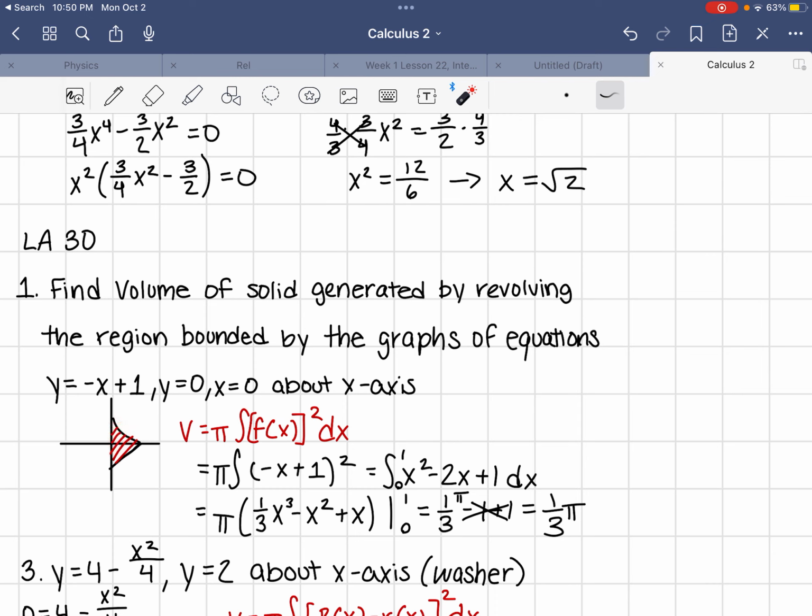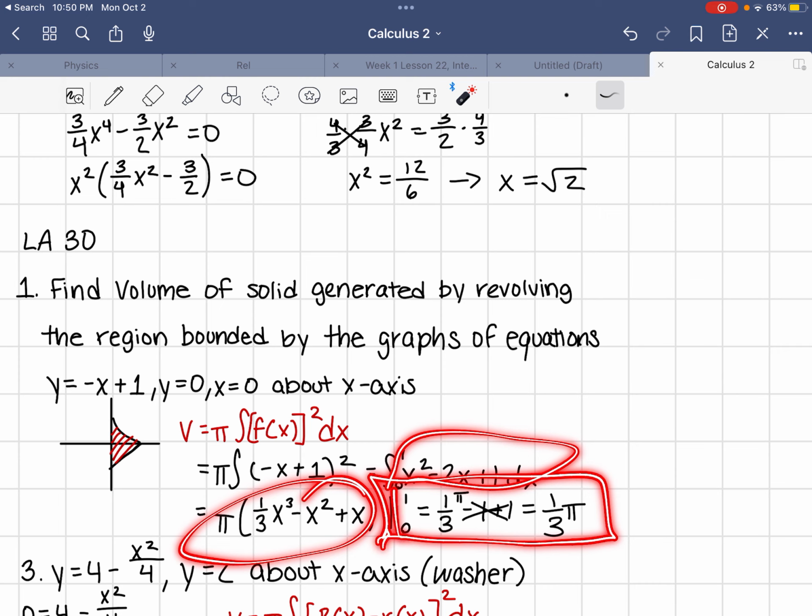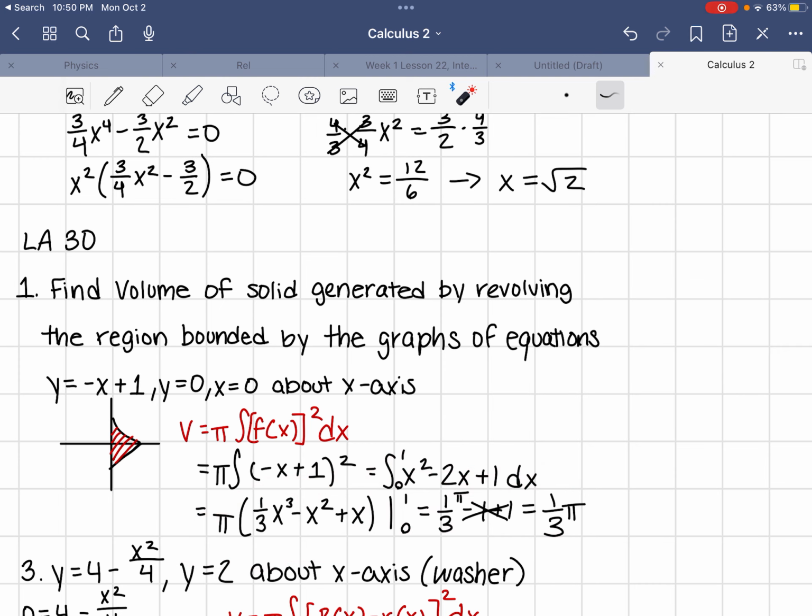Then what I did is I squared it because this is in the formula, and I got this right here. Then I found the integral of this, and then I have to plug this in, which basically, you know, it cancels out here. The 1 over pi cancels out, and this is 1/3 pi.